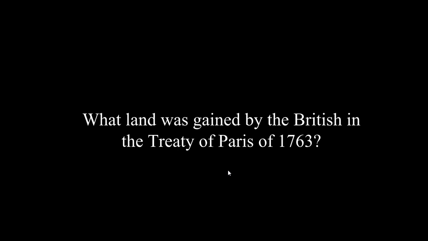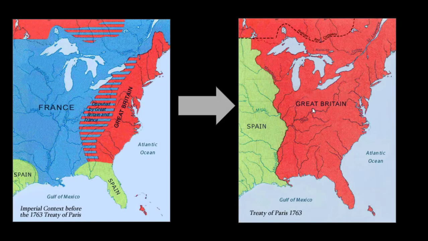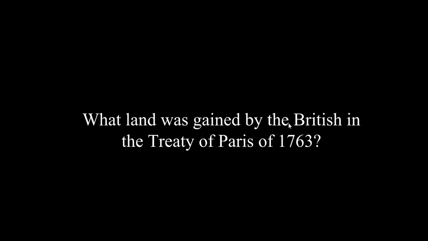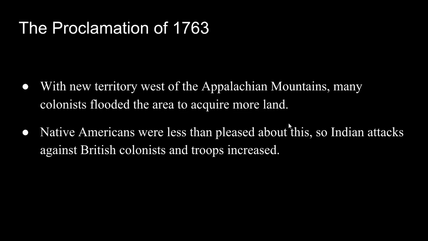What land was gained by the British in the Treaty of Paris of 1763? Another question that you have there. And it's going to be all of the lands east of the Mississippi. All of France's lands east of the Mississippi, as well as Canada. So, two huge tracts of land there.